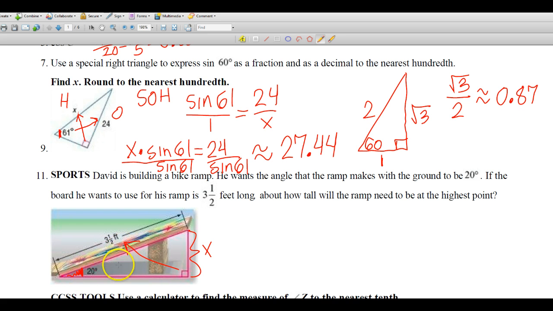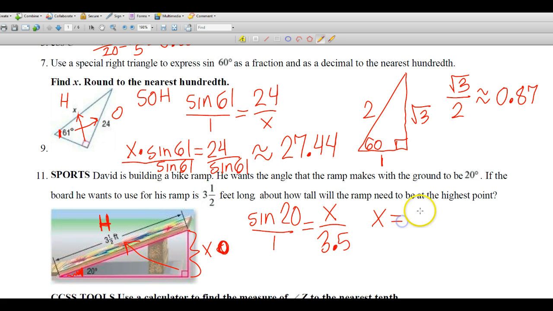So x happens to be opposite from our angle. So we have the opposite and the hypotenuse. So the trig function that we need to use is sine from SOHCAHTOA, opposite over hypotenuse. So the sine of our angle, 20, put that over 1, is equal to our opposite side over our hypotenuse. So to solve for x, we cross multiply. X times 1 is equal to 3.5 times the sine of 20. So 3.5 times the sine of 20 is about 1.2 feet.